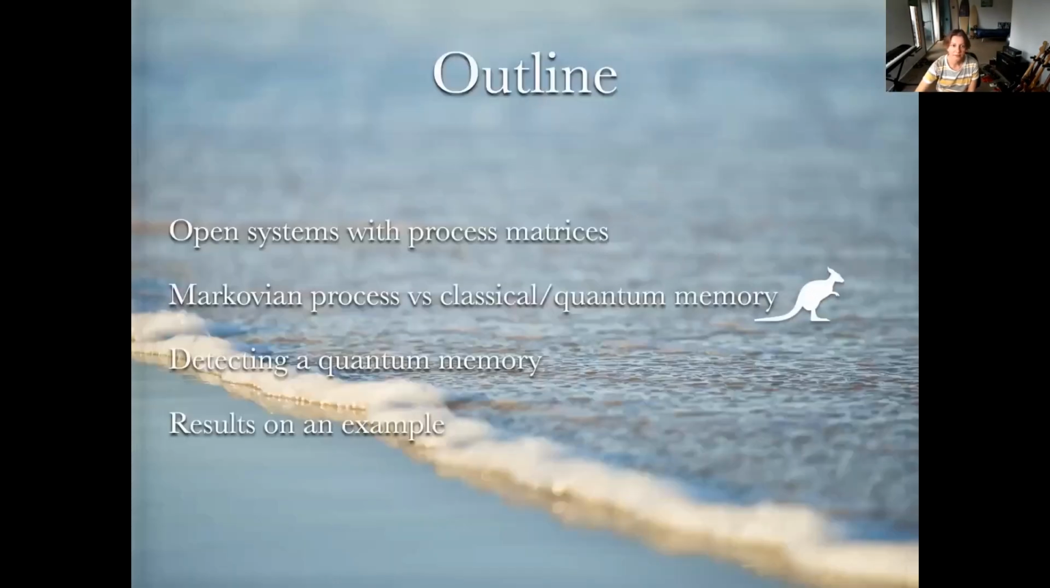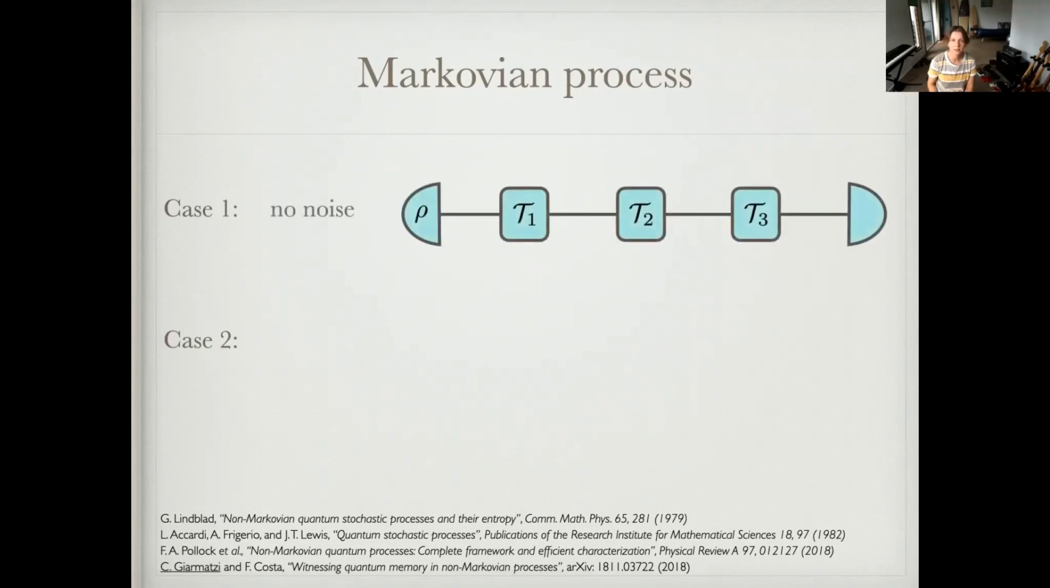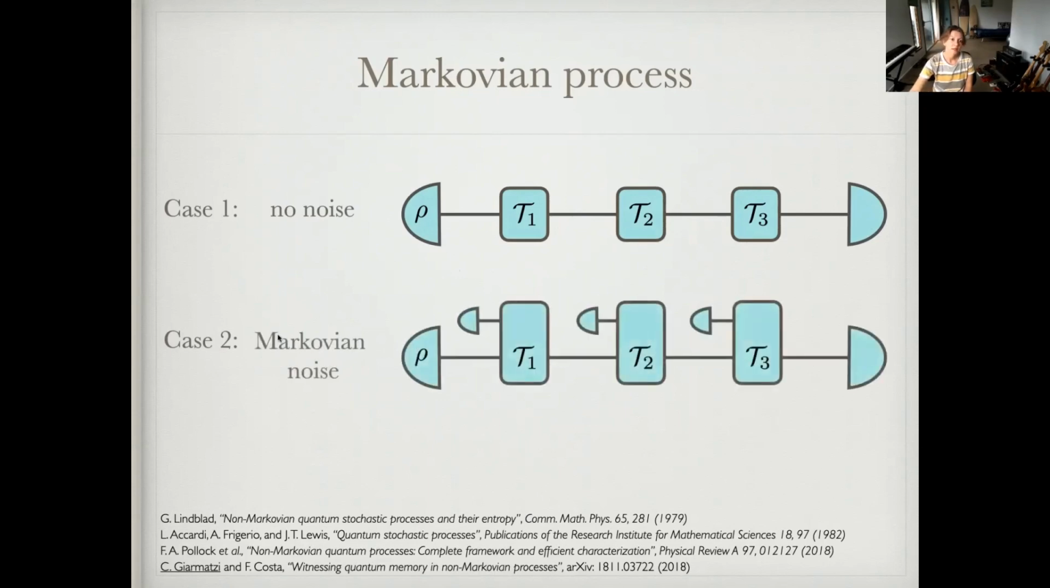All right, let's go to these Markovian and non-Markovian processes. We use the definition of Markovianity that was introduced by Lindblad and Accardi et al., and was later adopted by Pollock et al., which is Kavan Modi's group in Monash. This definition describes two cases of Markovian processes. In one case you have no noise, just your state, transformations, and your measurement at the end, and nothing else happens. In the second case, you have noise, but it's Markovian.